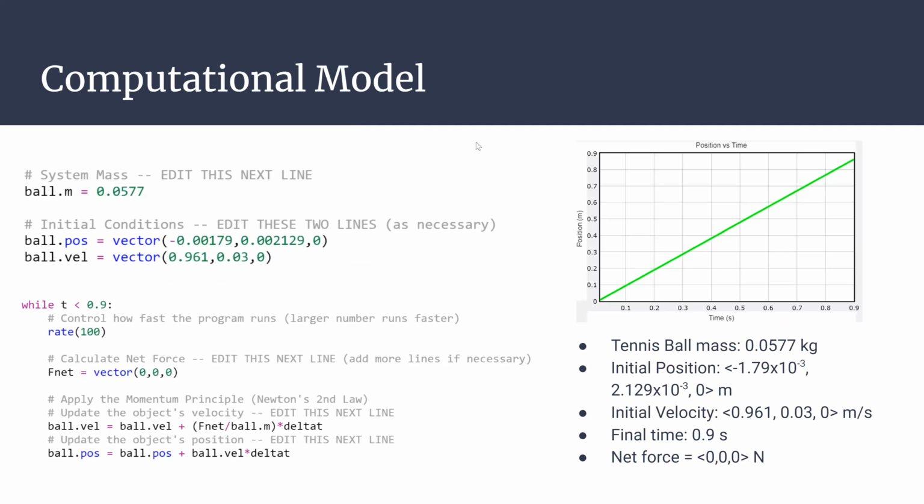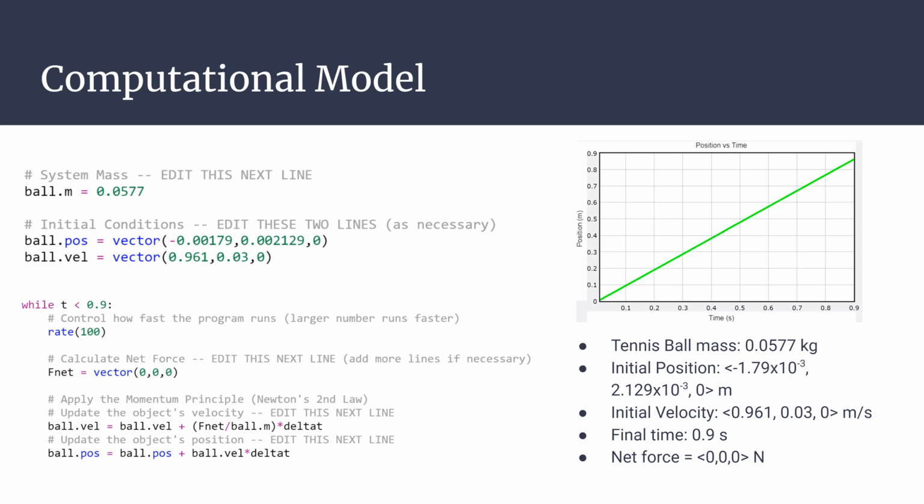In the computational model, I had to change the system mass to match the tennis ball, and then I put in the initial position and velocity vectors, which I just showed you. Then this while loop looks at the position at certain time intervals, every 0.1 second. The F net vector was 0 because there was no net force, so there was no acceleration. It was just a constant velocity.